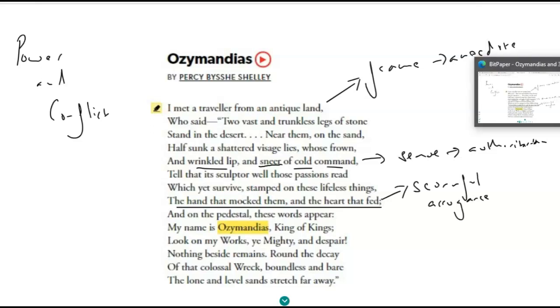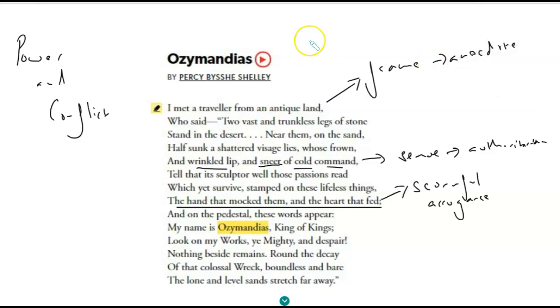So let's just have a look at this. So he announces himself. Look on my works, ye mighty, and despair. So we're reading the pedestal now. We're reading the base of the statue. And he says, look on my works, ye mighty, and despair. So this is his great proclamation. Look at what I've achieved, and just despair. And he's not just addressing this to anyone. He's addressing this to ye mighty.